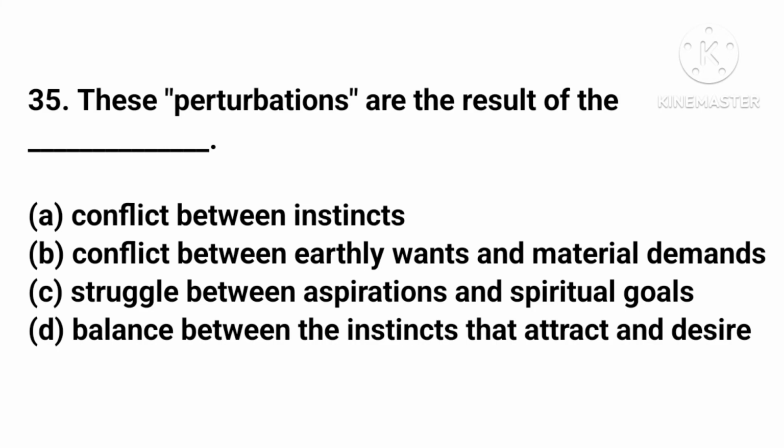Now, question number 35. These perturbations are the result of the dash. Option A, conflict between instincts. Option B, conflict between earthly wants and material demands. Option C, struggle between aspirations and spiritual goals. Or option D, balance between the instincts that attract and desire. Tell me, what will the answer be? Oh yes, it is option A, the conflict between instincts.